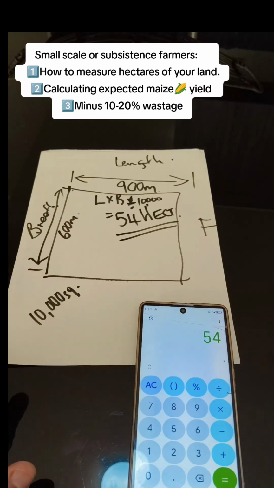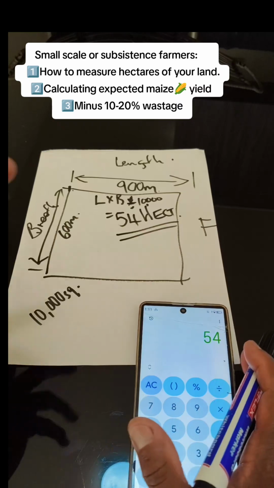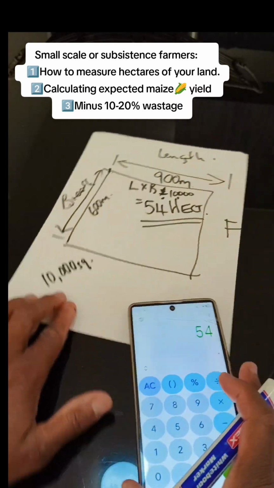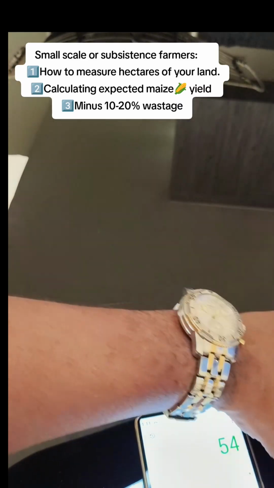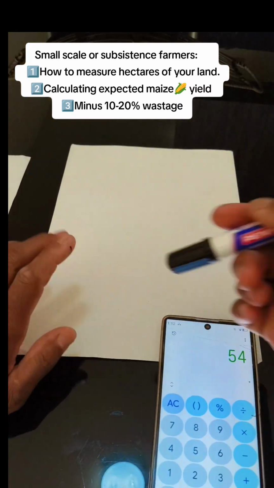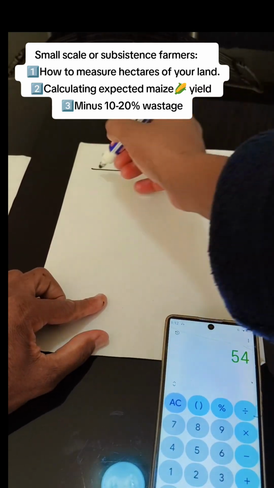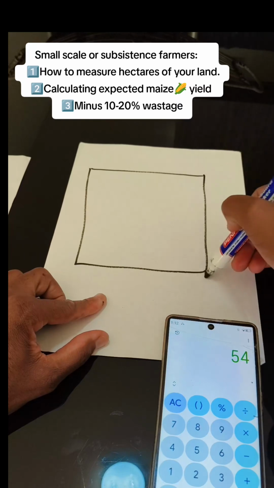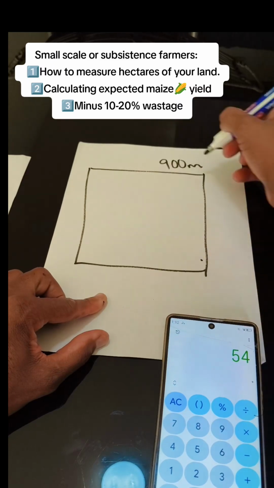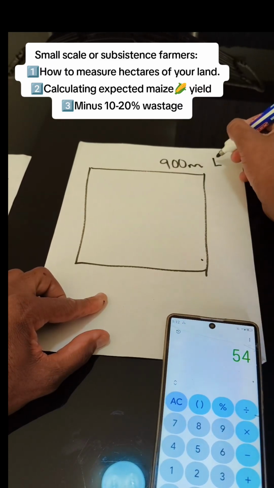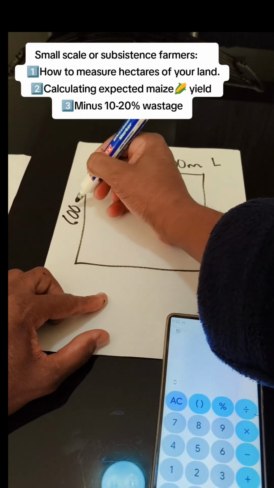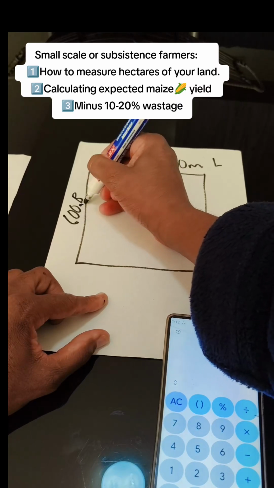You have calculated your land. Now you want to calculate how much maize you are going to get, because you already planted and you are not sure of the spacing. Now we come to calculating the maize that you will get out. You already know that from front to back, in terms of the length, it's 900, and in terms of the breadth, it's 600 meters.